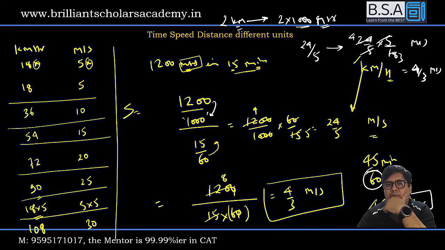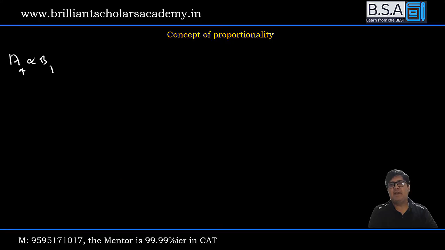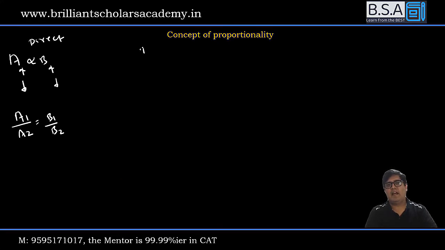Very good. Moving on. Now, the concept of proportionality we have seen in ratio and proportion. If I say A is directly proportional to B, an increase in A means an increase in B, a decrease in A means a decrease in B. We solve it through ratios: A1 by A2 is equal to B1 by B2. When we say indirectly proportional, this was direct, indirect.